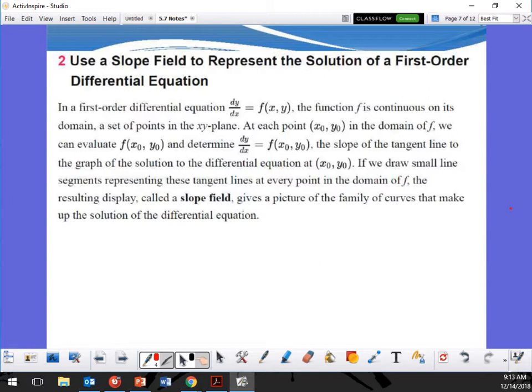Take a set of points in the xy plane, each point x sub naught, y sub naught, in the domain of f. We can evaluate f of x sub naught, y sub naught, and determine dy/dx, the slope of the tangent line to the graph of the solution to the differential equation at x sub naught, y sub naught. If we draw small line segments representing the tangent lines at every point in the domain of f, the resulting display is called a slope field. It gives a picture of the family of curves that make up the solution of a differential equation.